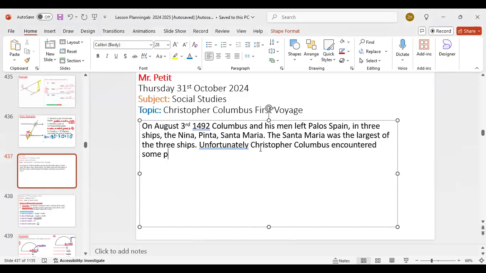He encountered a lot of problems on this journey. First, the rudder of the Pinta broke, but it was repaired in the Canary Islands.